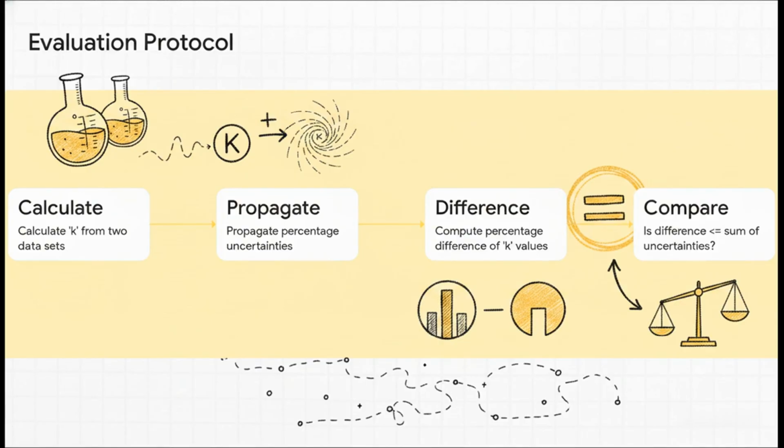Let's say you're testing a constant, k. You calculate k from two totally independent data sets. You propagate your uncertainties to find the percentage error for both. Then you calculate the percentage difference between your two k values. The golden rule here: if the percentage difference between your constants is less than or equal to the sum of their percentage uncertainties, your physical relationship is solid. Your tracked errors perfectly explain that tiny gap in your math.